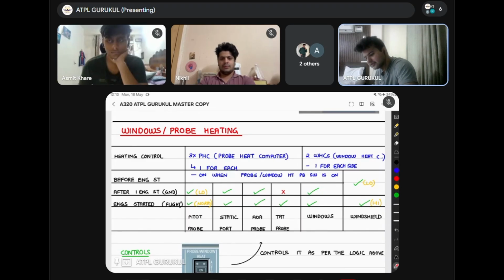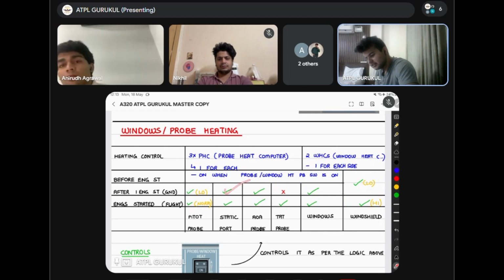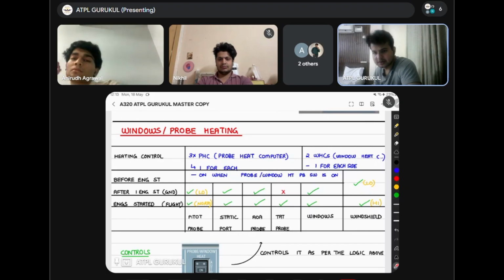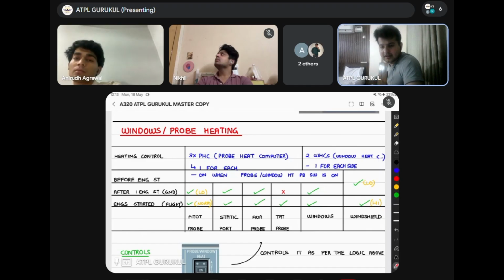Okay, questions will get asked on low high, low normal, and TAT. Otherwise this logic is pretty straightforward. If the engines are off, nothing is heated except when a button is on. Okay, any doubts?